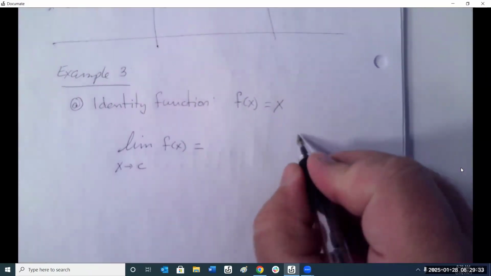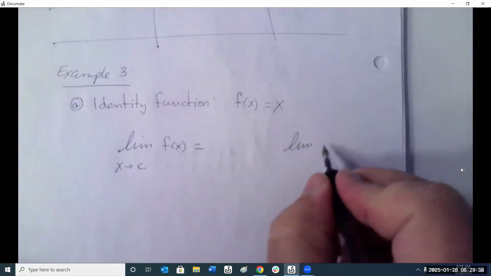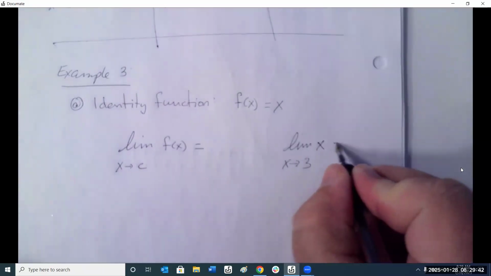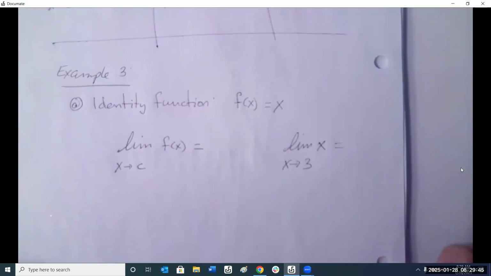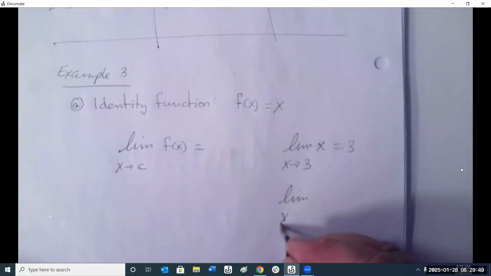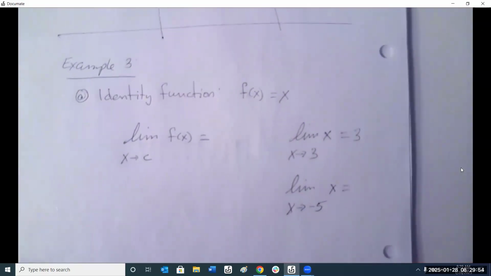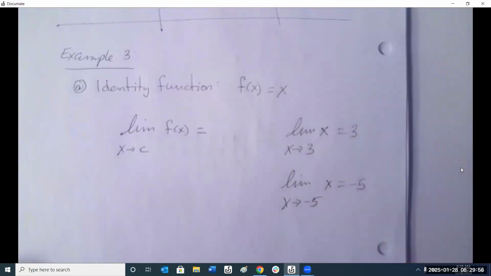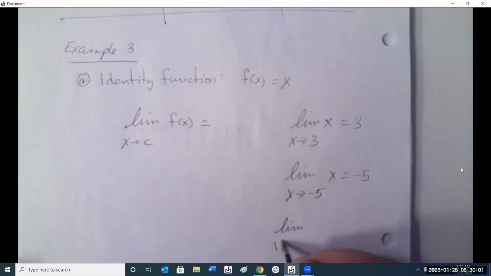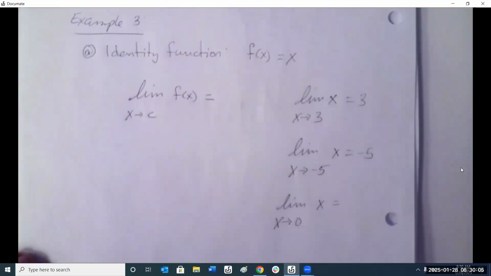Well, let's look at this. Let's look at another example. What this thing says, it's x. If x approaches 3, what's my limiting value? As x approaches -5, what's my limiting value? -5. As x approaches 0 of my identity function.